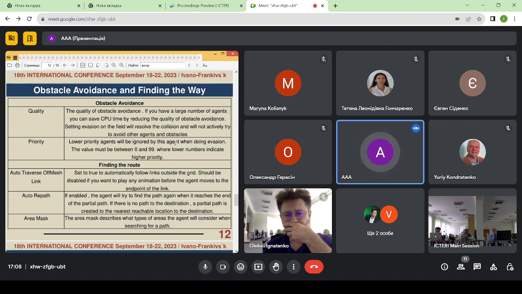Finding the road is the next part of the table. Auto traverse off mesh link is set to automatically follow links outside the grid. Auto repath, if enabled, means the agent will try to find the path again when it reaches the end of the path. Area mask: the area mask describes what types of areas the agent will consider when searching for a path. Okay, let's go to the next slide.